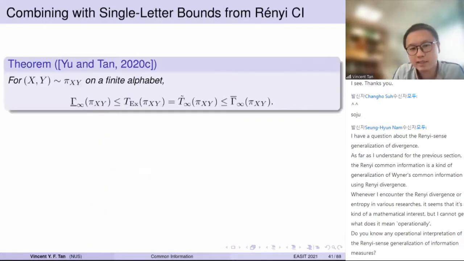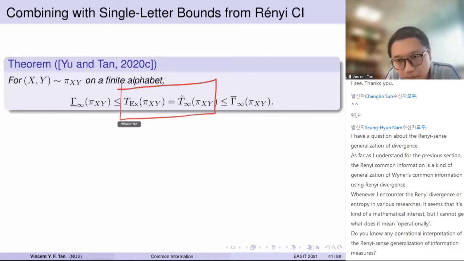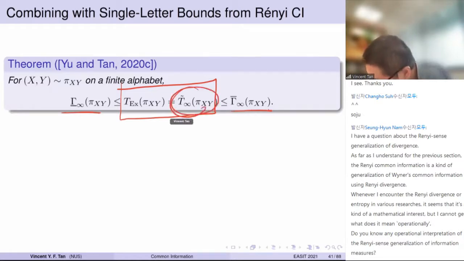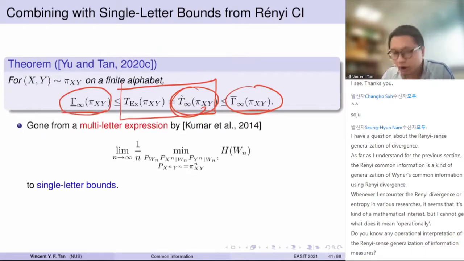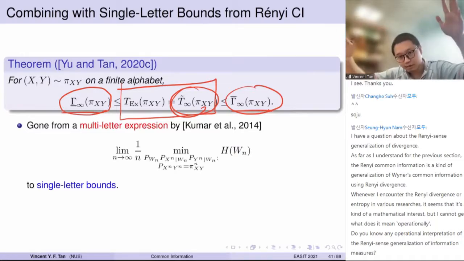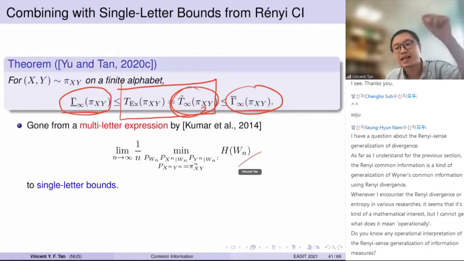But after establishing this equivalence theorem, which is here, in the middle, in the past, for the Rényi part, we had bounds on the infinity order Rényi common information. Okay, this guy here had bounds, the upper pseudo and the lower pseudo common information. So what have we done? We have gone from a multi-letter expression given by Kumar, which is this, to single letter bounds.